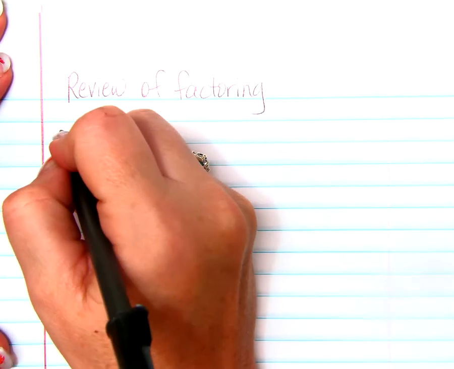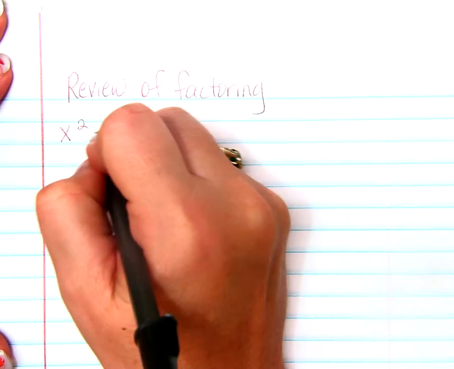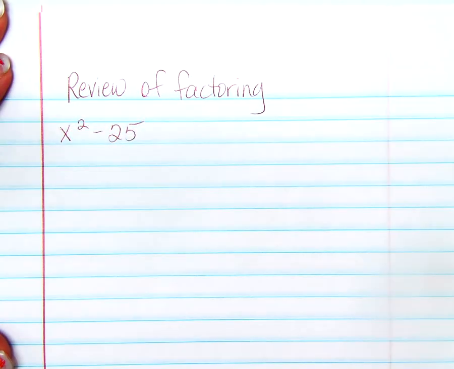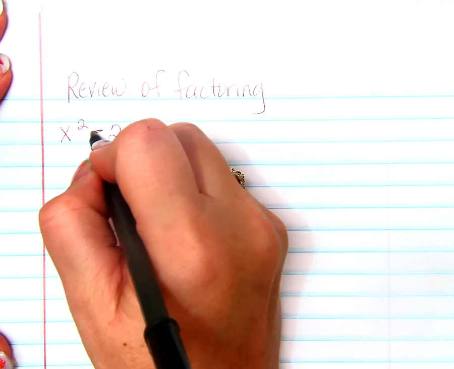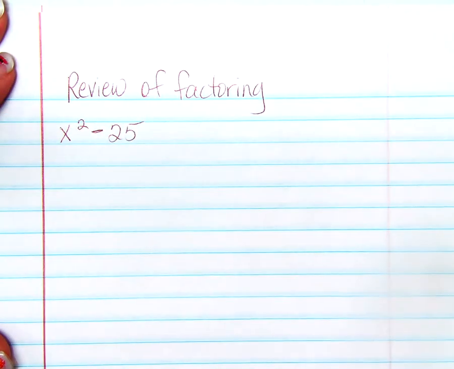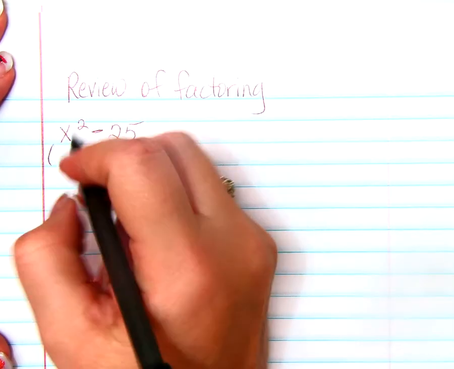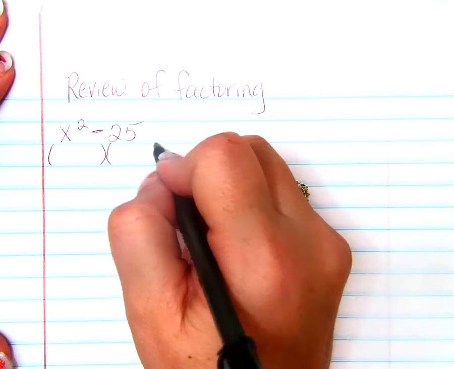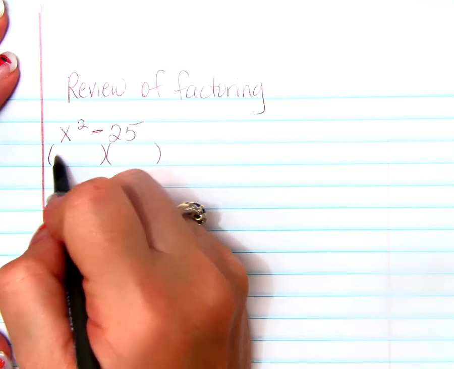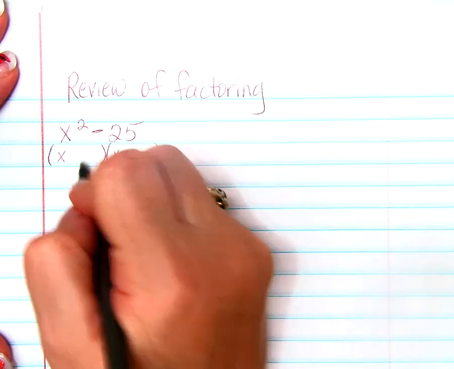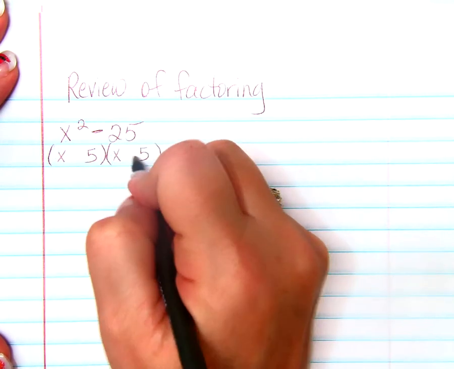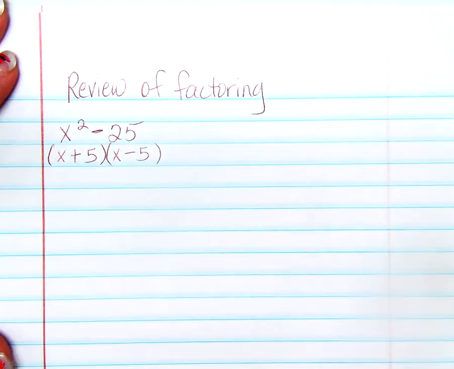The first option was where we had something like this, x squared minus 25. When we have x squared minus 25, you'll remember that this is the difference of 2 squared terms. When it's the difference of 2 squared terms, we end up with 2 binomials. The square root of the first term goes at the beginning of each. The square root of the last term goes at the end of each, and they just need opposite signs.